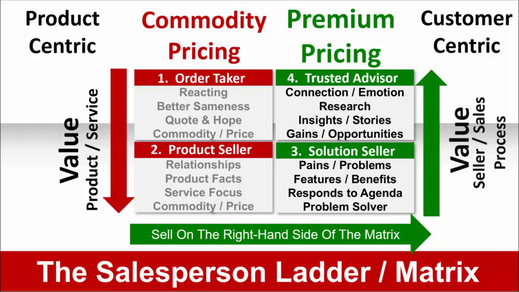So the mission with the salesperson ladder or the salesperson matrix is we want to sell on the right-hand side of the matrix. And what we mean by selling on the right-hand side of the matrix is we focus on the customer, we focus on premium pricing, we try to find out what's the customer trying to do with the things we sell, and what are the problems they're experiencing in pursuit of the outcome that they're actually after. So it's very much premium pricing, customer-centric, and the value is in the sales process. That's where the customer is going to extract a lot of the value from the thing we do.